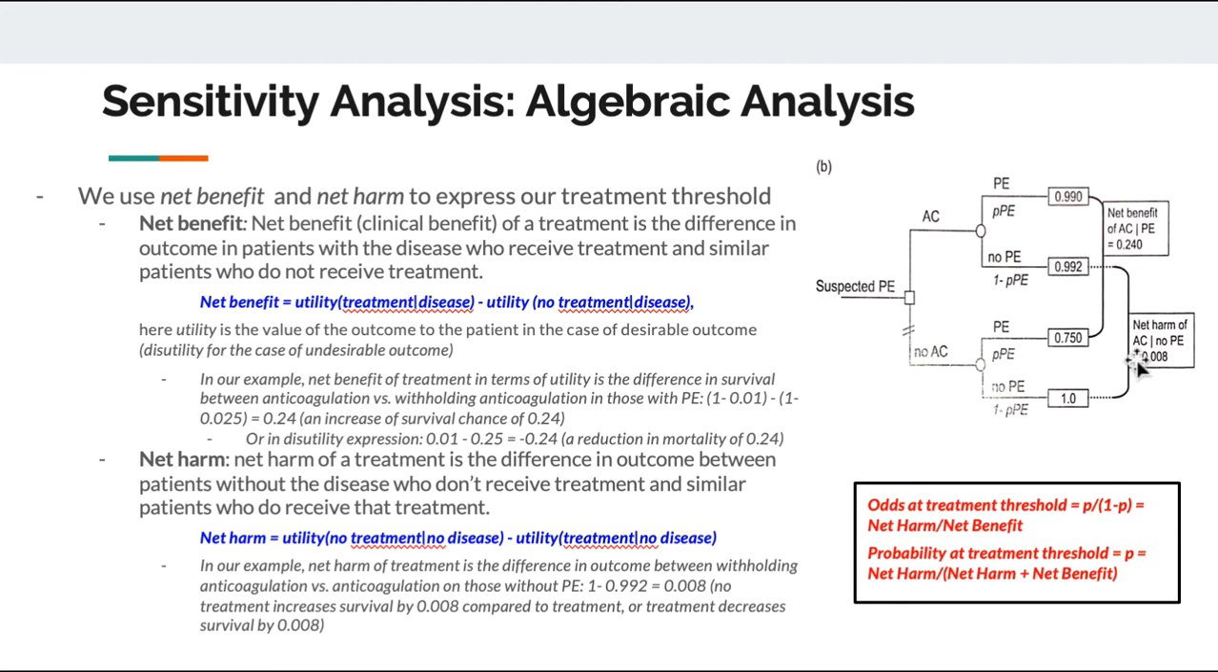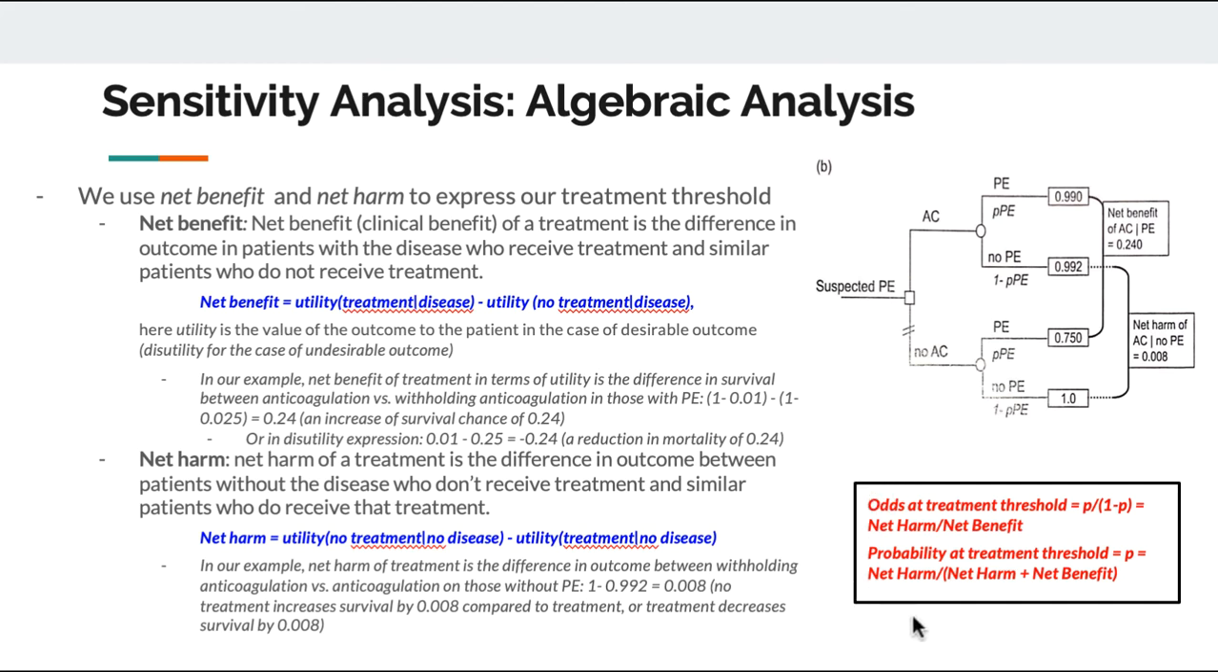So the difference, or the net harm, right here equals 0.008. In this case, we are saying that no treatment increased survival by 0.008 compared to the treatment, or treatment decreased the survival by 0.008.